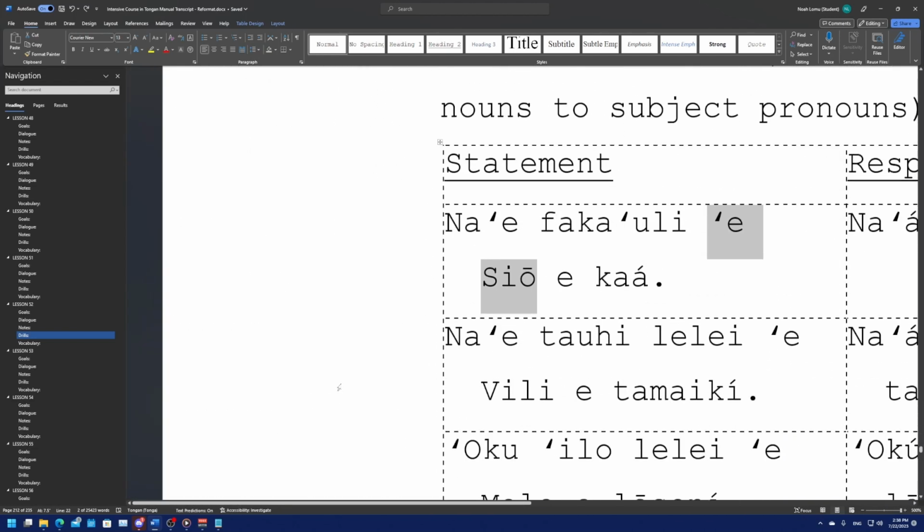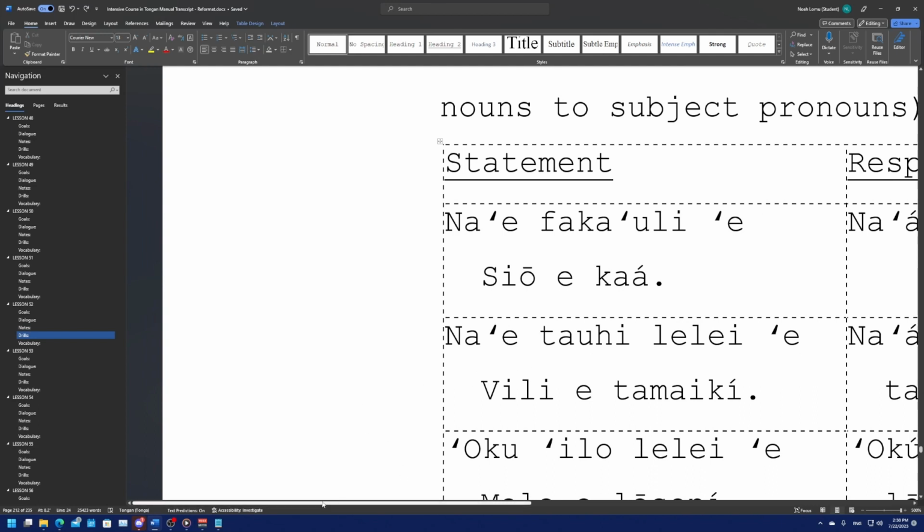Okay. You're up for this one. Na e tauhi lelei e viri e tamaiki.